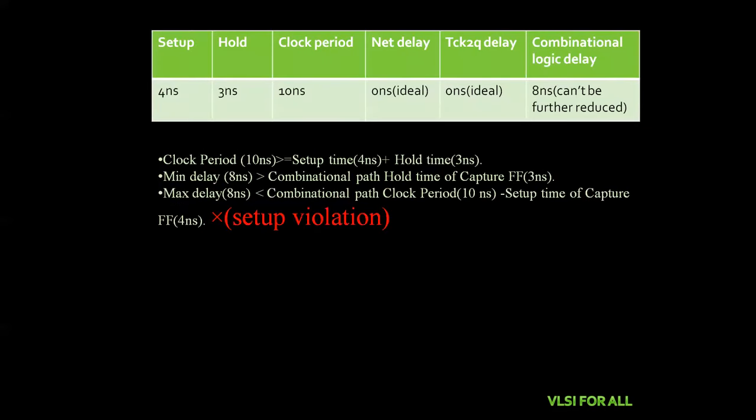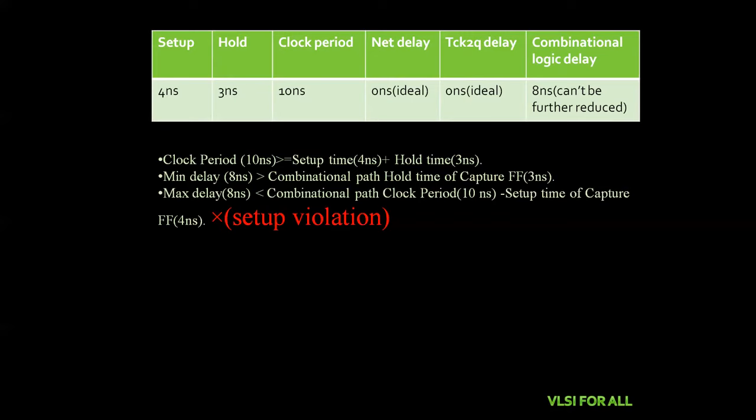So let's take the next circuit. This is the next example. The specifications here are 4 nanoseconds, 3 nanoseconds, 10 nanoseconds, 0 nanoseconds, 0 nanoseconds, 8 nanoseconds. The difference between this problem and the previous problem is that we could change the combinational logic delay in the previous examples, but we are not allowed to change the combinational logic delay in this example, which is fixed.